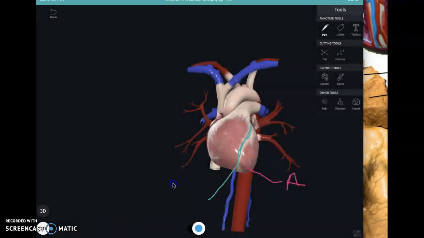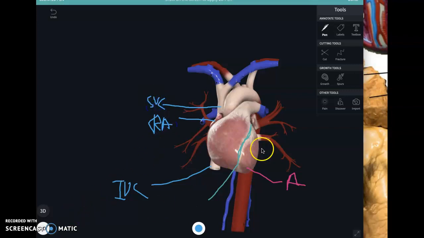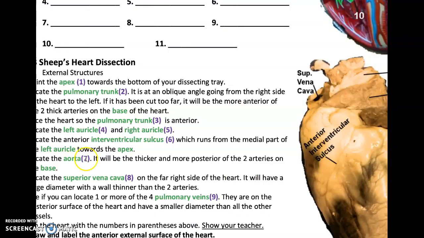This is the inferior vena cava. It's taking blood from the abdominal cavity. So inferior vena cava. And please write out the whole name. This is the superior vena cava. This is the right auricle. We have the pulmonary veins right here. We have the pulmonary trunk. We have the pulmonary artery, and this is the aorta. So that is what I want you to label.